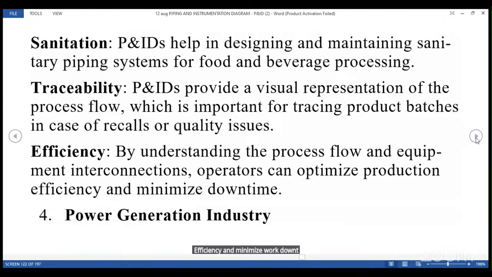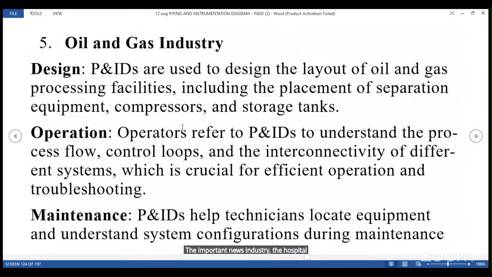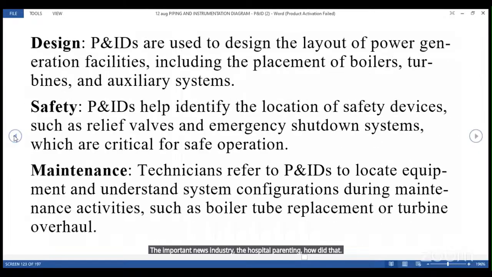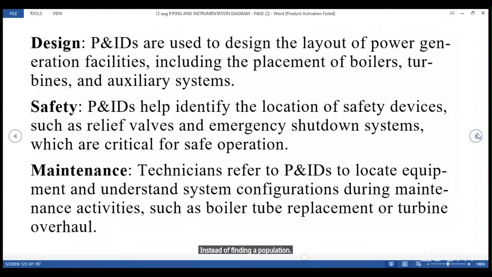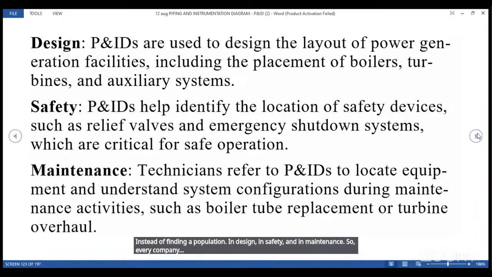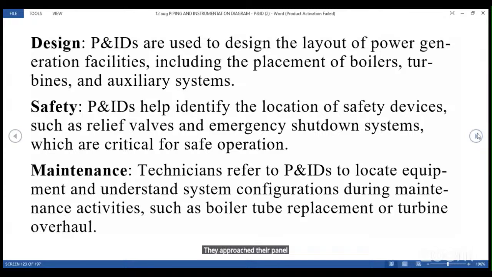In the power generation industry, they also benefit from P&ID, in design, in safety, and in maintenance. Every company's approach to their P&ID is unique; sometimes it is company specific.